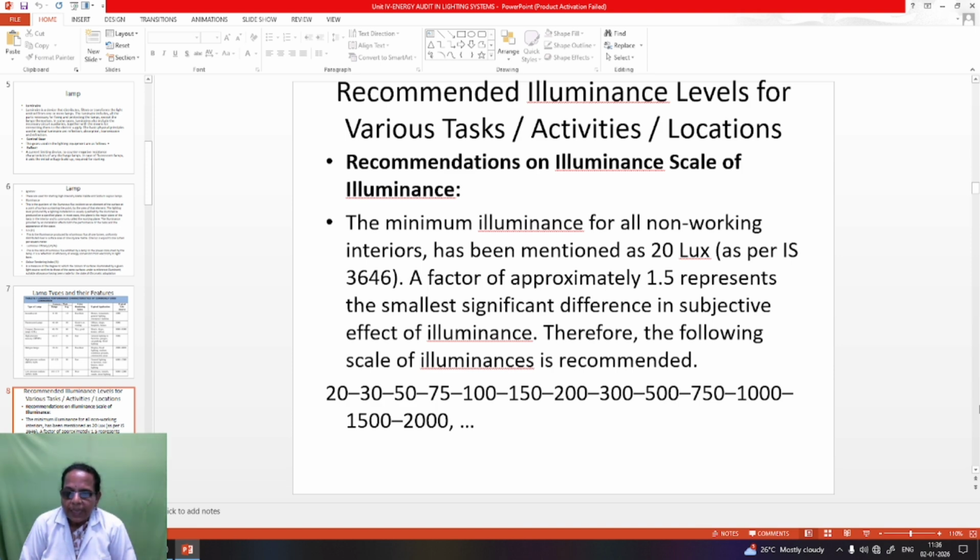20, 30, 50, 75, 100, 150, 200, 300, 500, 750, 1000, 1500, 2000.